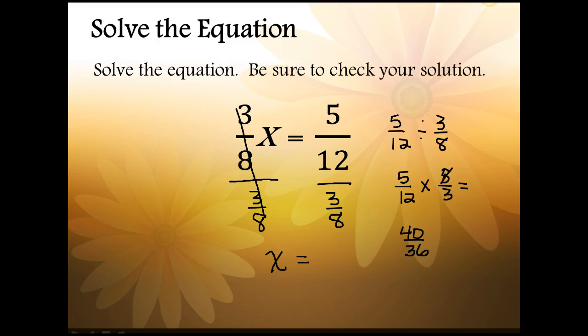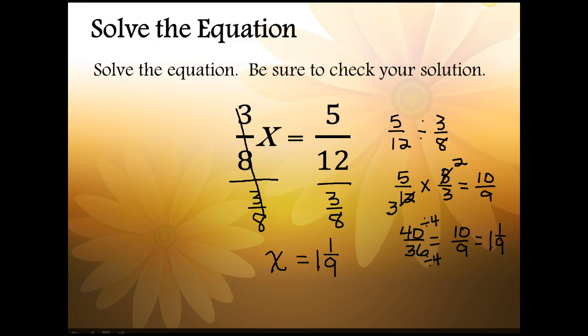8 divided by 4 is 2, and 12 divided by 4 is 3. When we multiply straight across, we get 10 over 9. 40 over 36 does equal 10 over 9 if we divide both the top and the bottom by 4. Then we would simplify. We turn the improper fraction 10 over 9 into a mixed number by dividing the top by the bottom. Therefore, x equals 1 and 1/9.